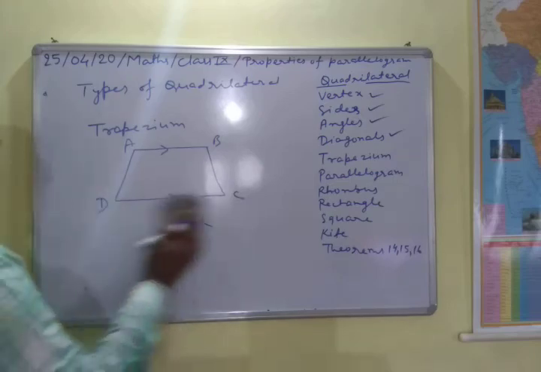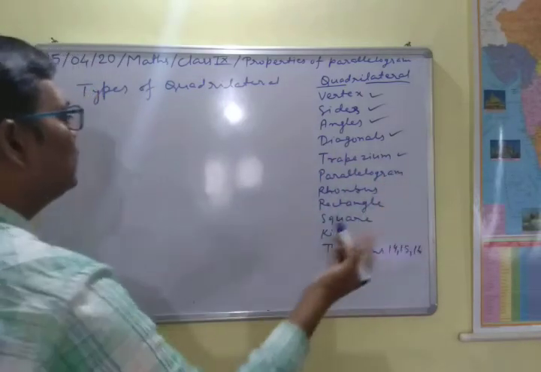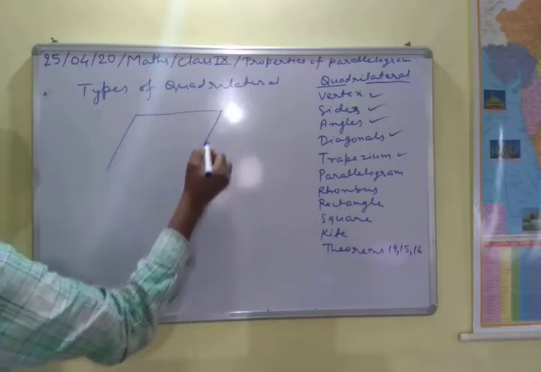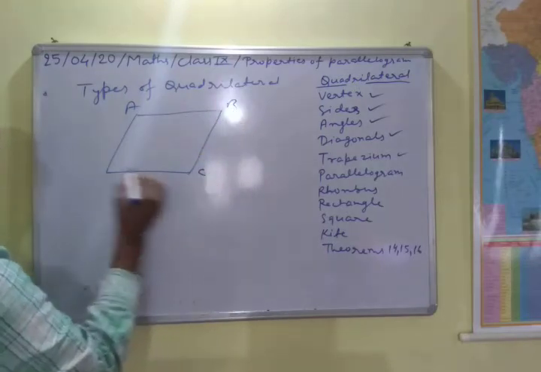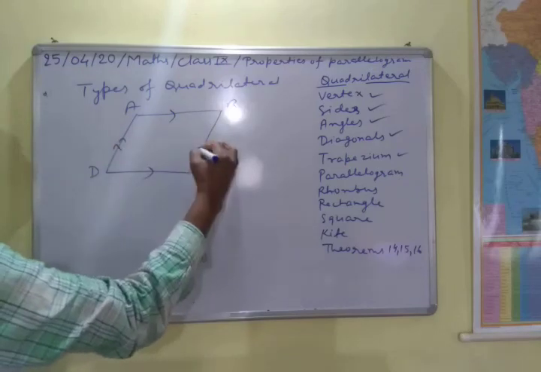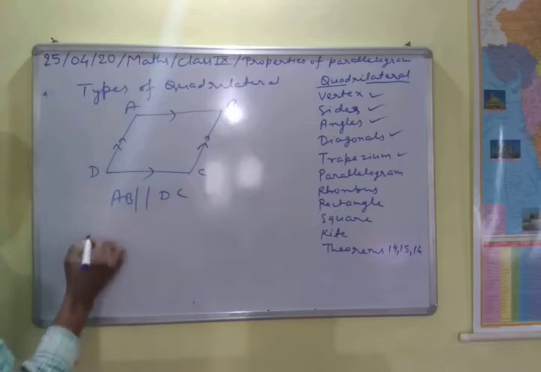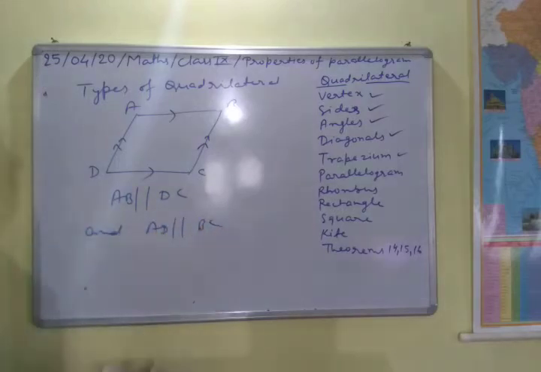The next is parallelogram. Here I discussed this trapezium, then you have the parallelogram. In a parallelogram, both pairs of opposite sides are parallel, like this here. So here AB and DC are parallel, and this and this are also parallel. So in this case, you have AB parallel to DC and AD parallel to BC also. So both pairs of opposite sides are parallel, then this is called a parallelogram.